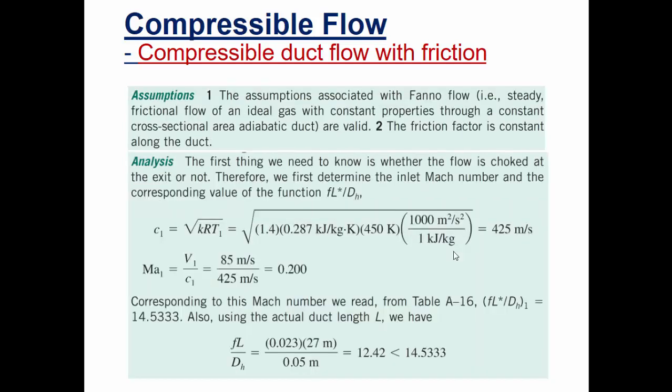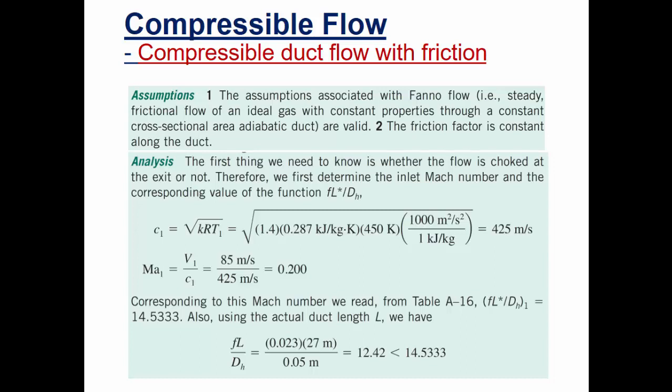So we're going to determine what is the Mach number at the exit and the mass flow rate of the air. Okay, now we have to make some assumptions, where this is a Fanno flow, steady flow with friction without heat transfer. We have constant properties for the ideal gas, and we assume that the friction factor is constant along the duct.